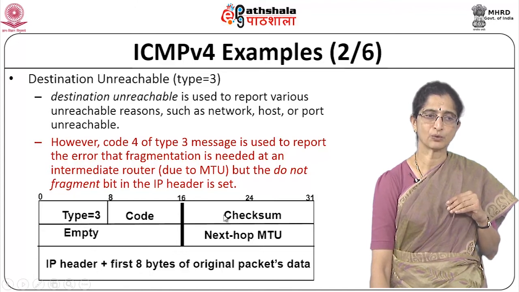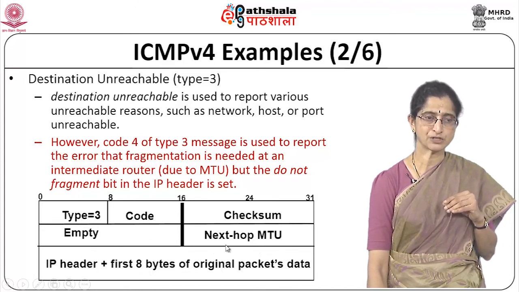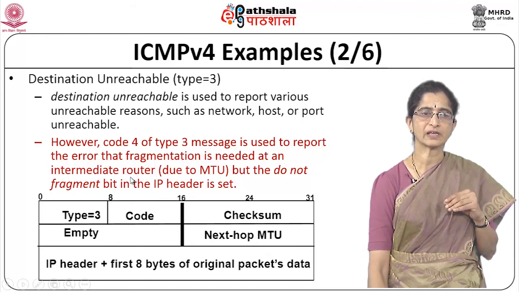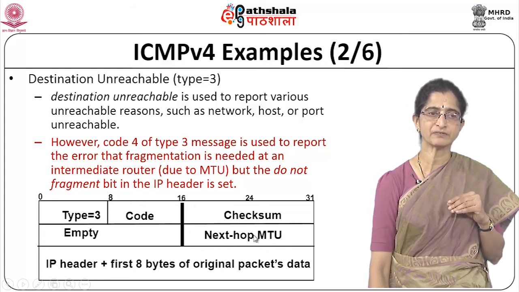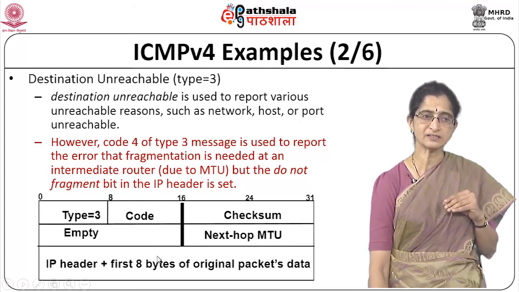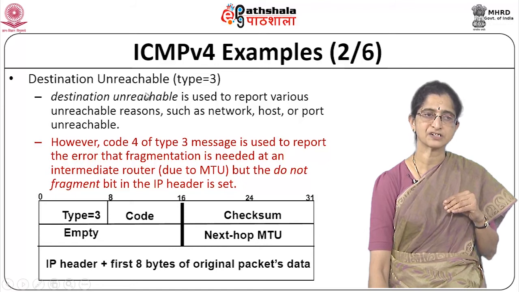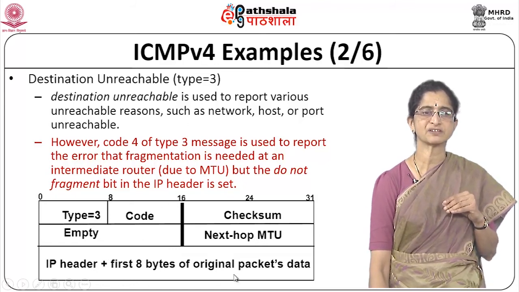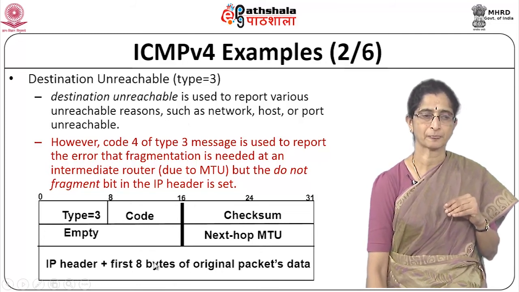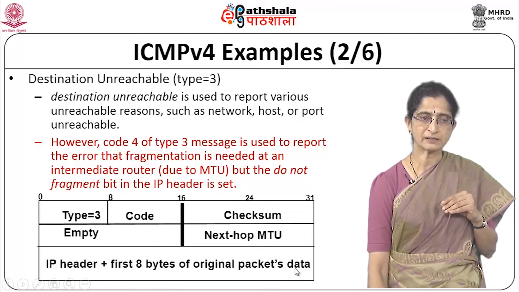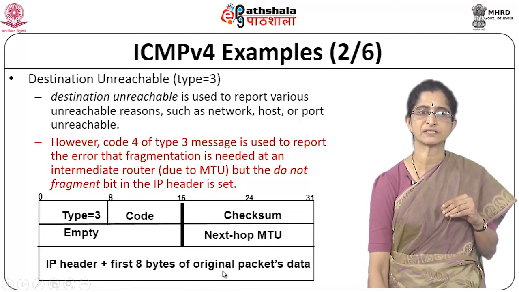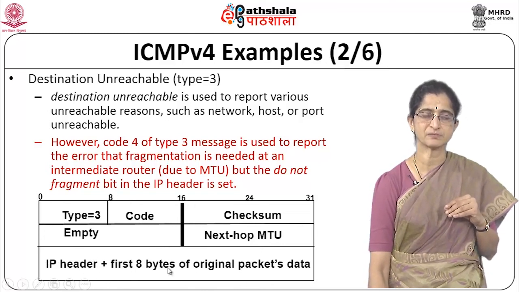You have the type and code fields, checksum, okay? This field is empty. You have the next hop MTU. Now the next hop MTU normally is specified if it is because of a fragmentation related option. Otherwise, all these destination unreachable messages, the type 3 messages, will have the IP header plus the first 8 bits of the original packet's data. So the packet which was not able to reach the destination, information about that packet is specified over here. You can see that this information is copied over here.